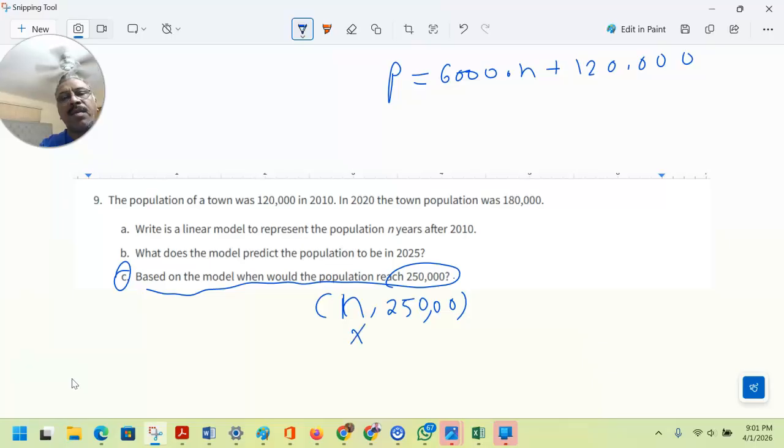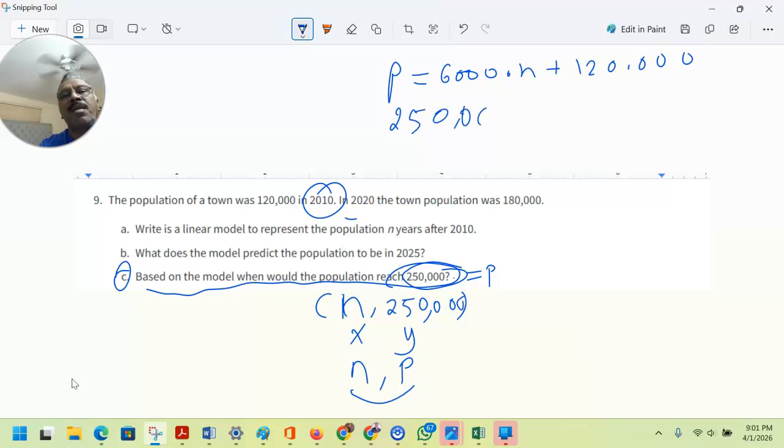Remember, this is like X and this is like Y, but we use it as N, the number of years since 2010, and this is your P. So I'm using N and P. So we need to know N, P is given. Population is given, which is 250,000. 250,000 equals 6,000 times N plus 120,000. And then what you do is solve for N.